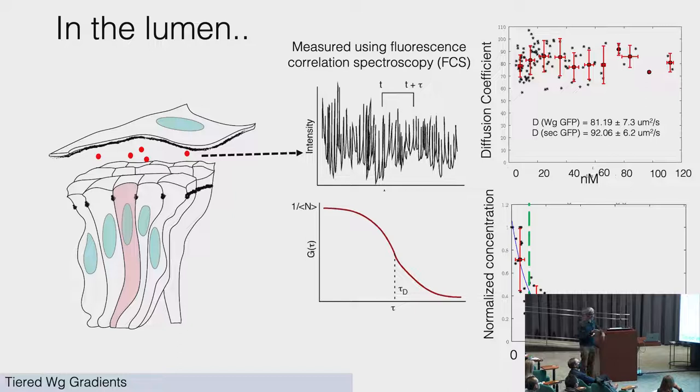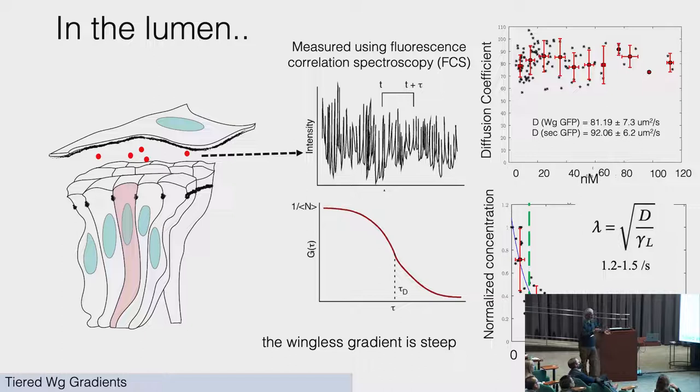Now, using a little bit of a transformation of the fact that the decay length of the gradient is the square root of the diffusion and the loss, or the rate of degradation or the sink, one figured out that there was actually a very massive removal of this molecule from the luminal space to generate this gradient. So we have the luminal gradient.